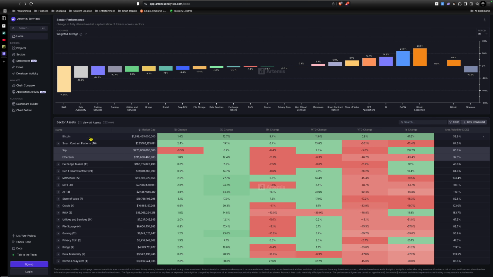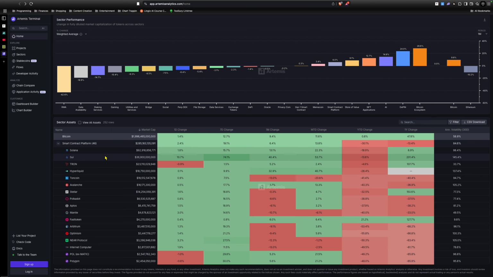They put Bitcoin by itself. That's how you know it's really the OG. It doesn't even fit in a sector. It's by itself. Smart contract platforms: this is when you get into the ones we love. This is what we call L1s, layer ones. If you don't understand what that is, you'll learn it when you take the crypto class.